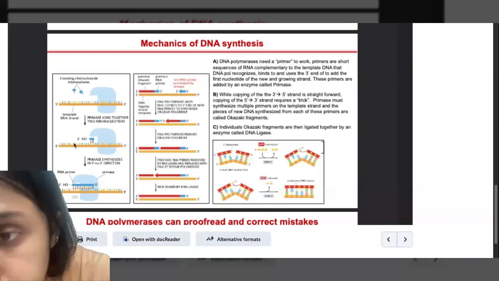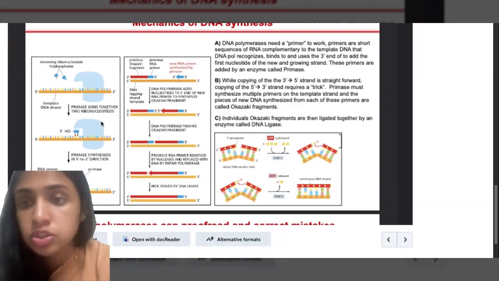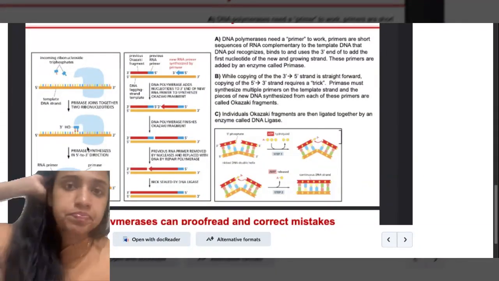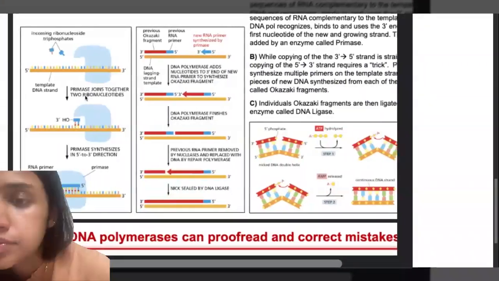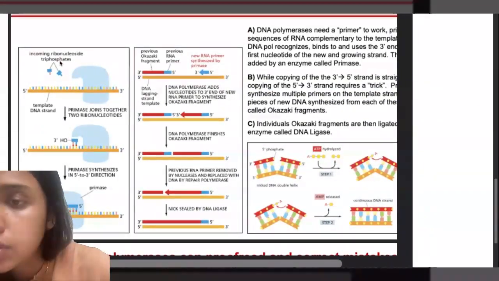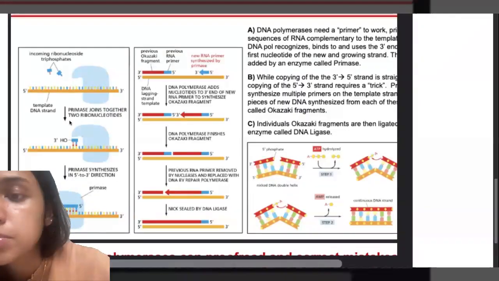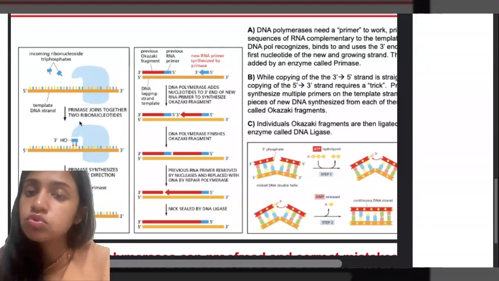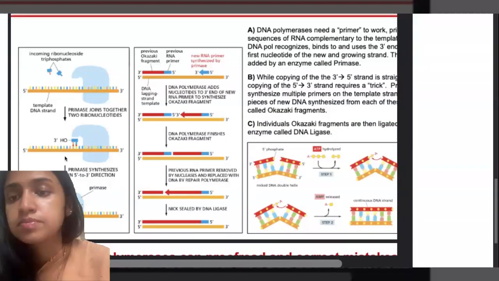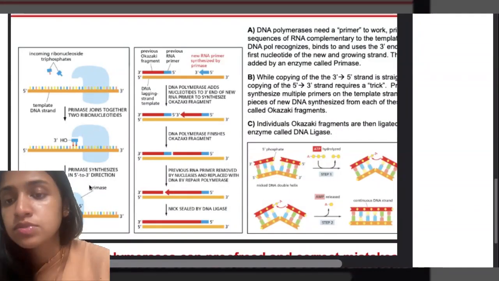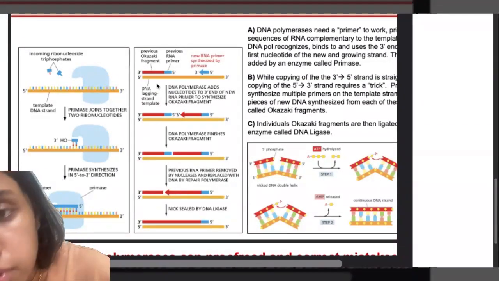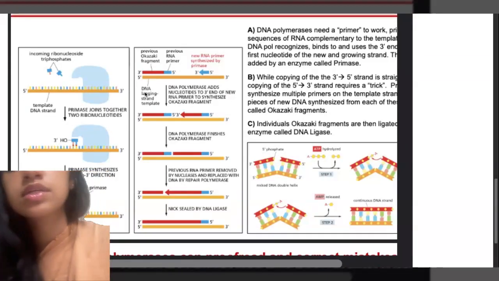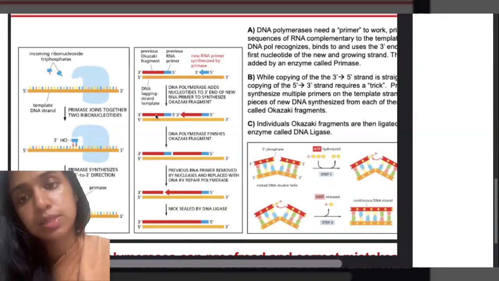Right, okay. If we specifically look at these little diagrams, you have the primase joining two ribonucleotides. Primase synthesizes 5' to 3'. We're just going to be looking at the diagrams now. So you have the incoming ribonucleoside triphosphates, the template DNA strands, and the primase joins together two ribonucleotides. Previous Okazaki fragment, previous RNA primer, new RNA primer, synthesized by primase.